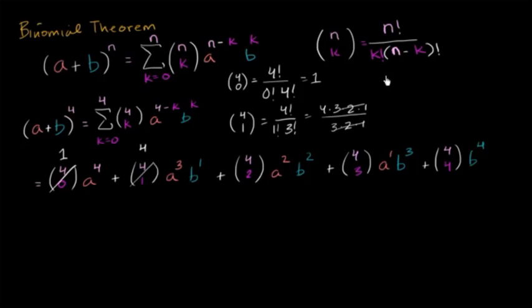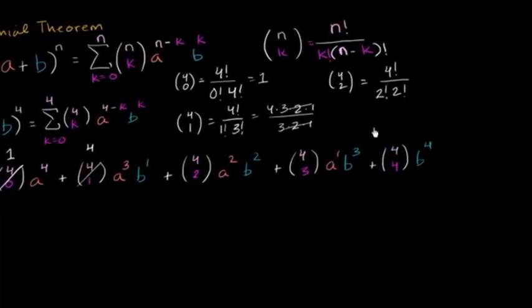Then we need to figure out what 4 choose 2 is. 4 choose 2 is going to be 4 factorial over 2 factorial times, well, this is going to be n minus k, 4 minus 2 factorial. So what is this going to be? This is going to be 4 times 3 times 2 times 1 over 2 factorial is 2 times 2. 2 times 2 is the same thing as 4. We're left with 3 times 2 times 1, which is equal to 6. So that's equal to 6.